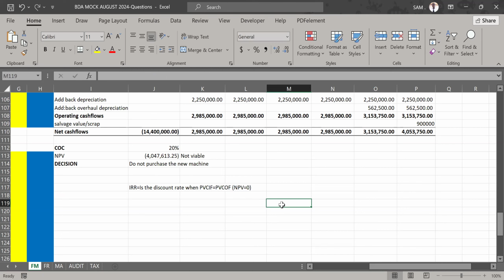IRR is the discount rate when the total present value of cash inflows will be equal to the total present value of cash outflows. And at that point, NPV is what? Is zero. NPV is zero. That is IRR. That discount rate, when NPV is zero, is what we call IRR.